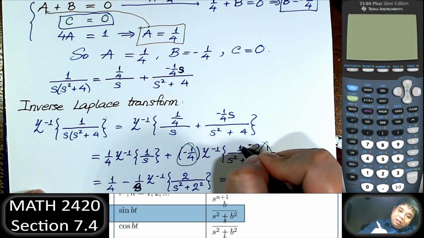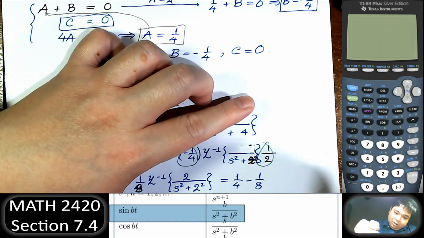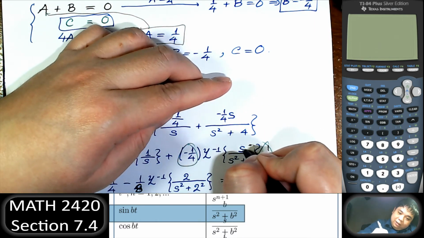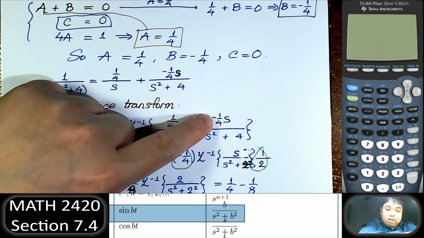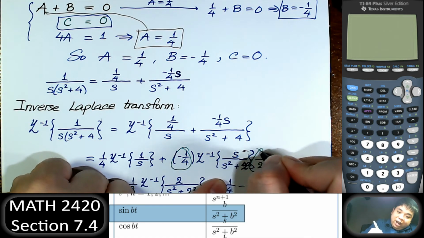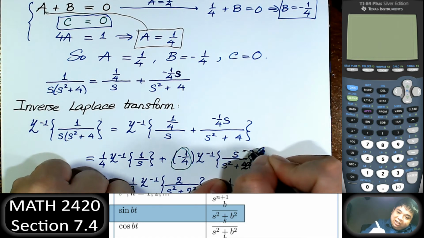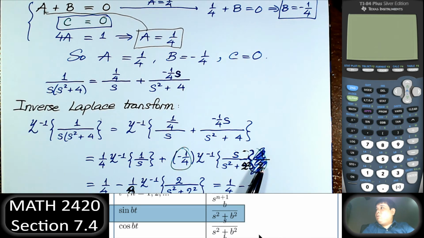Right, so this is not 1, it is S. Sorry about that. So this should be negative 1/4 S. And if it is S, we do not need a 1/2 here. We do not need that. And that is the transform of cosine.